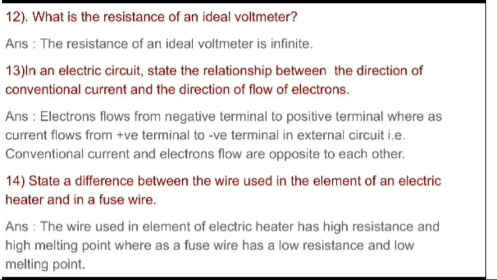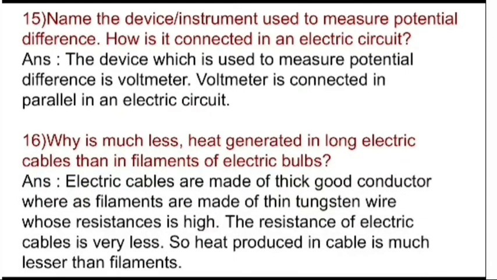State a difference between the wire used in the element of an electric heater and in a fuse wire. The wire used in the element of an electric heater has high resistance and high melting point, whereas fuse wire has a low resistance and low melting point. Name the device or instrument used to measure the potential difference. How is it connected in an electric circuit? The device which is used to measure the potential difference is voltmeter. Voltmeter is connected in parallel in an electric circuit.